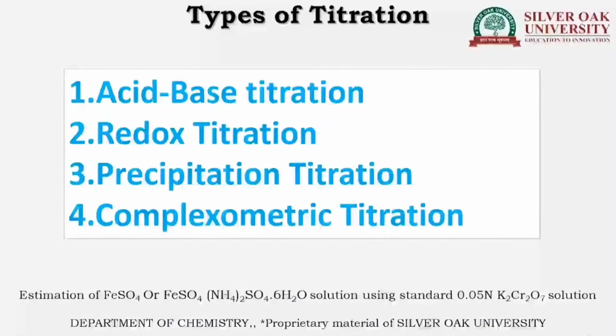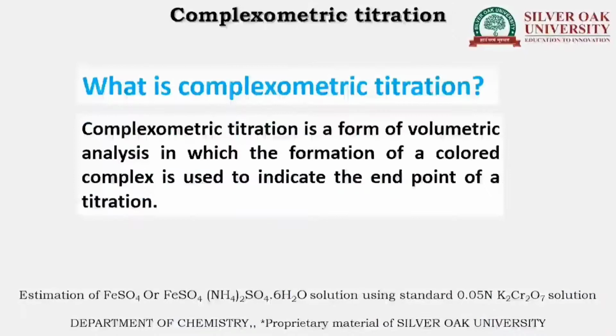Let's study different types of titrations. First one is acid-base titration, second one is redox titration, third one is precipitation titration, and fourth one is complexometric titration. So, out of different types of titration, the practical which we are going to perform is complexometric titration. So, let's know what is complexometric titration.